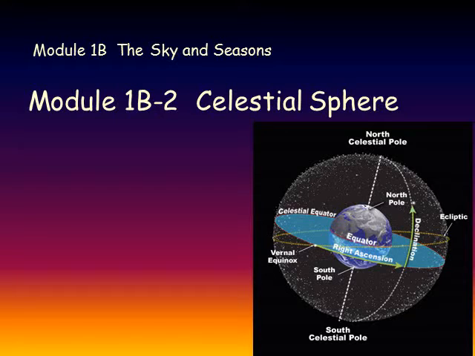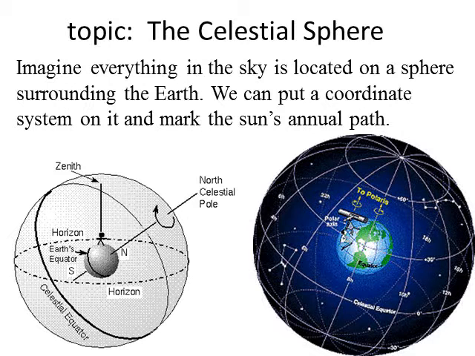Module 1B, the Sky and Seasons, and we're talking about the celestial sphere in this submodule. We're going to discuss the celestial sphere, and I won't give away too much because there's a couple little videos that will talk about it, but notice the projection of the Earth's North Pole out onto the sky, for example. So we have various markings on this imaginary sphere that all the stars are on, and it's a very useful model for understanding and talking about the sky.